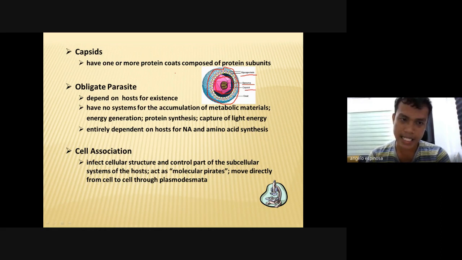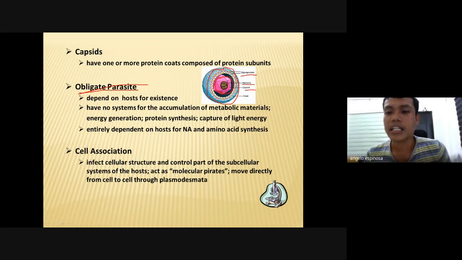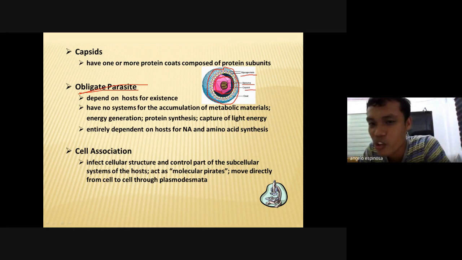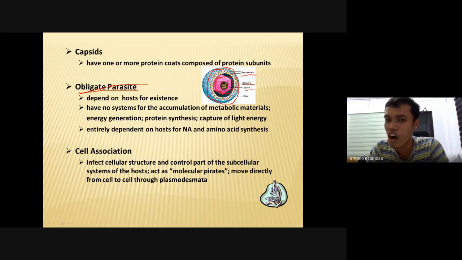And then, obligate parasite. O, ito yung sinabi ko sa inyo. Always remember that virus is an obligate parasite. The virus cannot survive without a host. Ikaw, pwede ka bang uminom ng tubig kung walang host? Pwede bang darating sa inyo ang tubig kung wala ang host? Ganun lang yan. So that's why the virus is an obligate parasite. It cannot survive for long without a host. Nagde-depend siya sa host for existence. Kung walang host, wala din existence of virus.